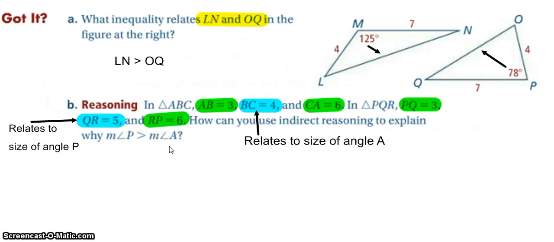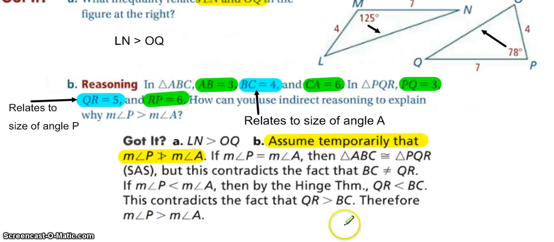Now I'm asked how to prove this by indirect reasoning. Remember, indirect reasoning starts with taking the contrary of what you're trying to prove. So let's look at that. And you can read through our paragraph proof here to see how when I temporarily assume that the measure of P is not greater than the measure of A, that both of those situations create a contradiction. Them being equal would give us congruent triangles, which is a contradiction, and angle P being smaller than angle A also gives us a contradiction.